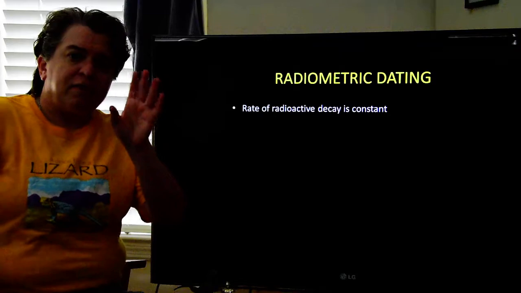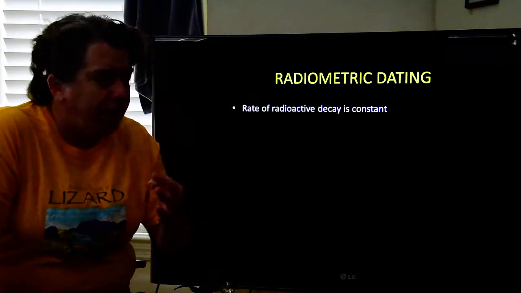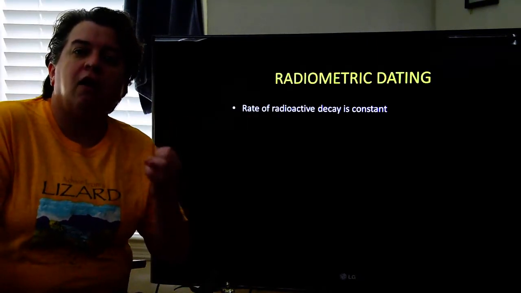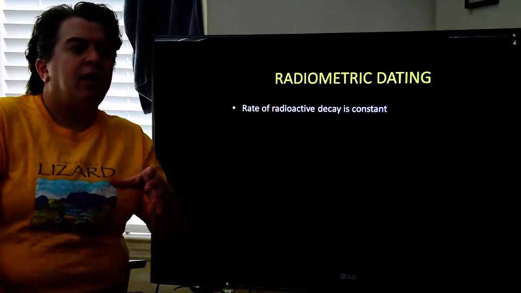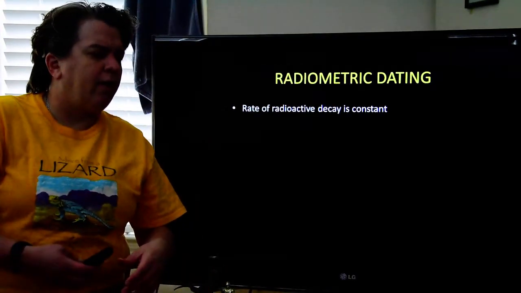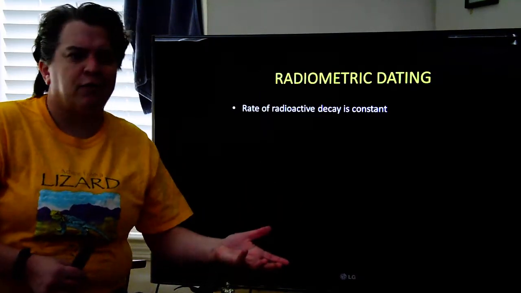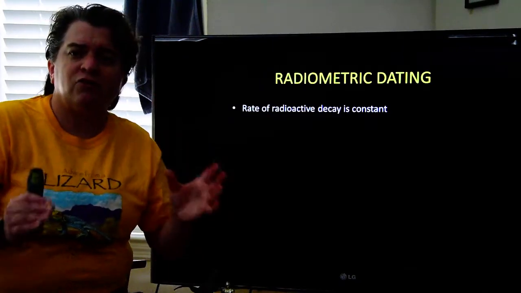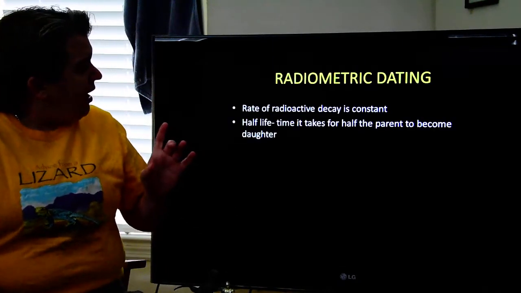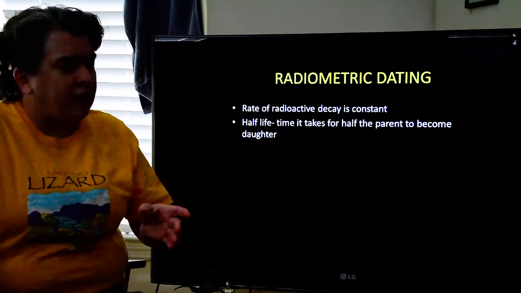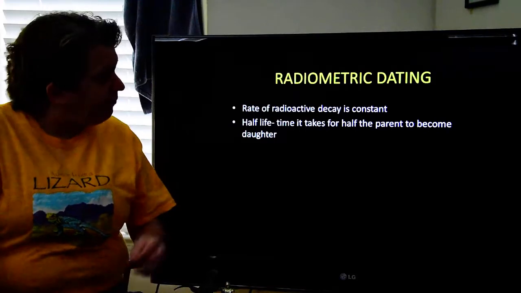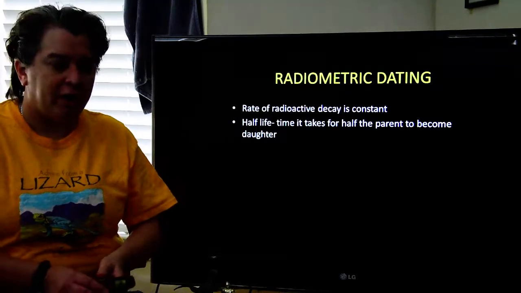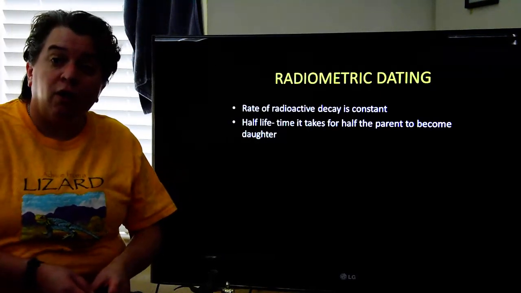All right, so what makes this useful when figuring out the ages of rock is the fact that the rate of radioactive decay is constant. It's not like some chemical reactions where you heat it up and it happens faster or slower. Radioactivity is just constant. Things do not change how fast it happens. And we measure this constant decay with what's called the half-life. A half-life is the time it takes for half the parent atoms to become daughter atoms.